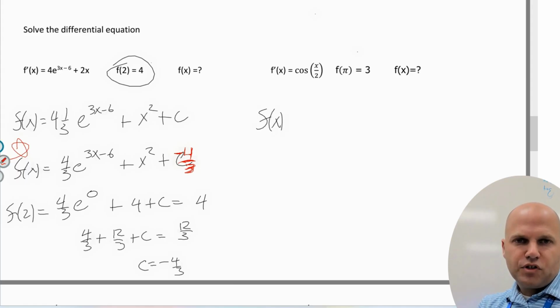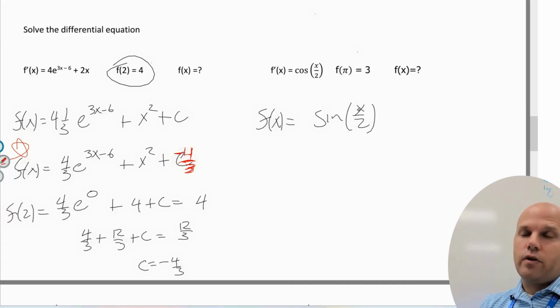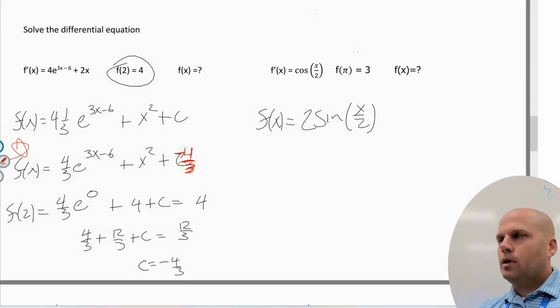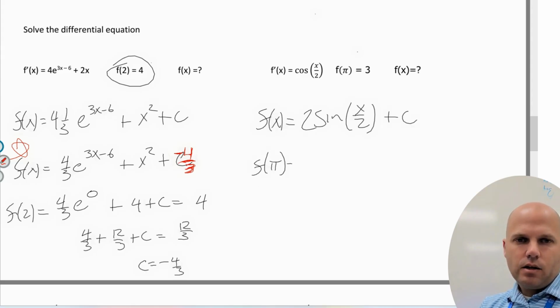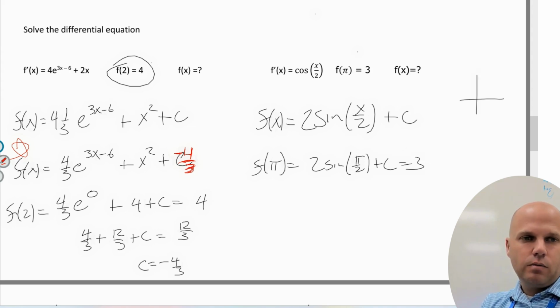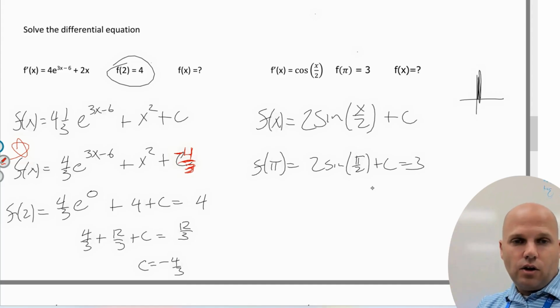It's a good one, simple one. Antiderive cosine. Sine's derivative is positive cosine, so I need sine. I know the derivative of the inside is going to be a 1/2. I need to undo that with a 2. Keep in mind, we're going backwards. We're undoing things. We have f of pi equals 3. Sine of pi over 2, straight up and down, vertical distance is 1. So 2 plus c equals 3, c equals 1.